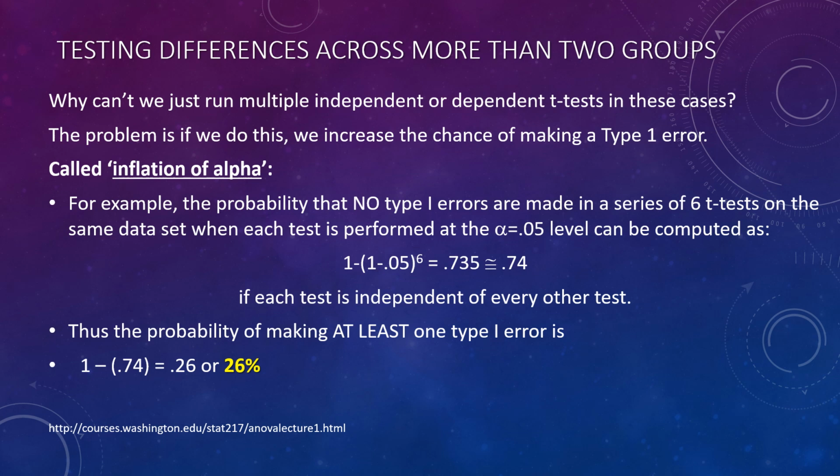This is the formula here in the center, used to determine the chance of making at least one type 1 error. And so we work this out. If I run 6 independent t-tests and I have my level of significance set at 0.05, now there's a 26% chance I'm going to make a type 1 error. And you're not going to know where you're going to make that type 1 error in those six tests, so it makes things even worse. You might have created an error. That's a 5 times greater chance of making a type 1 error because you're doing multiple t-tests. And so we call this the inflation of alpha, and it's a problem.